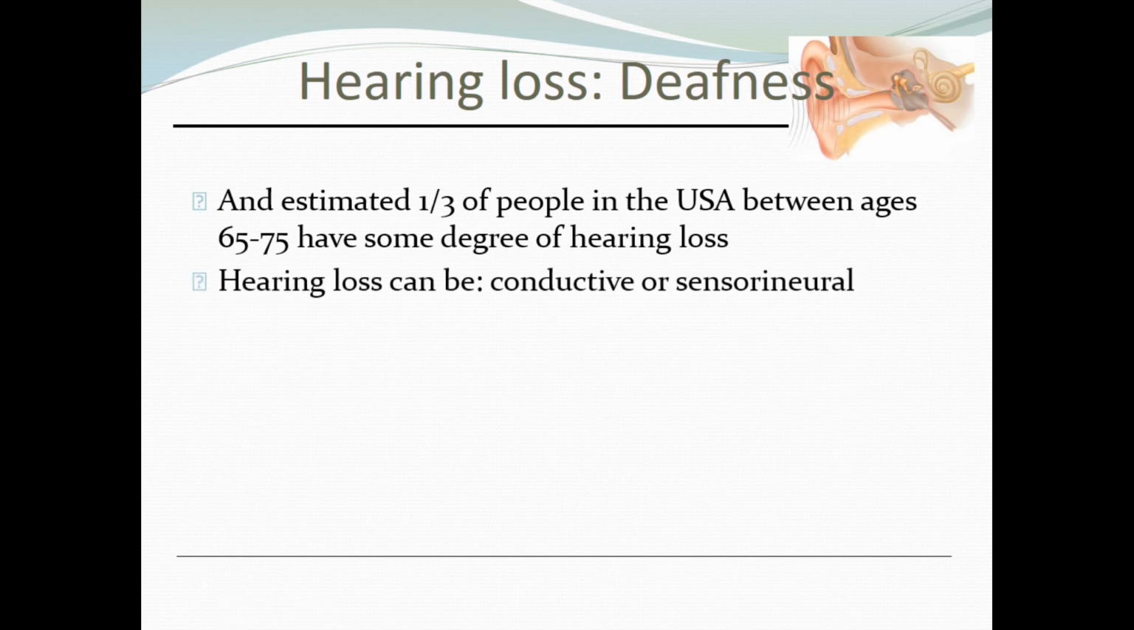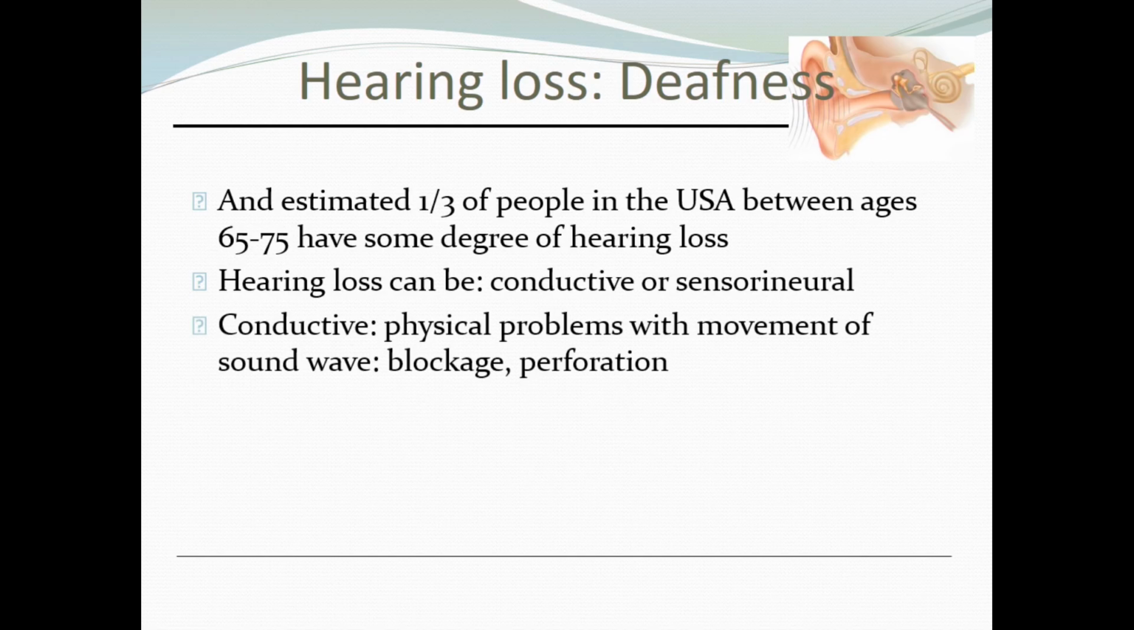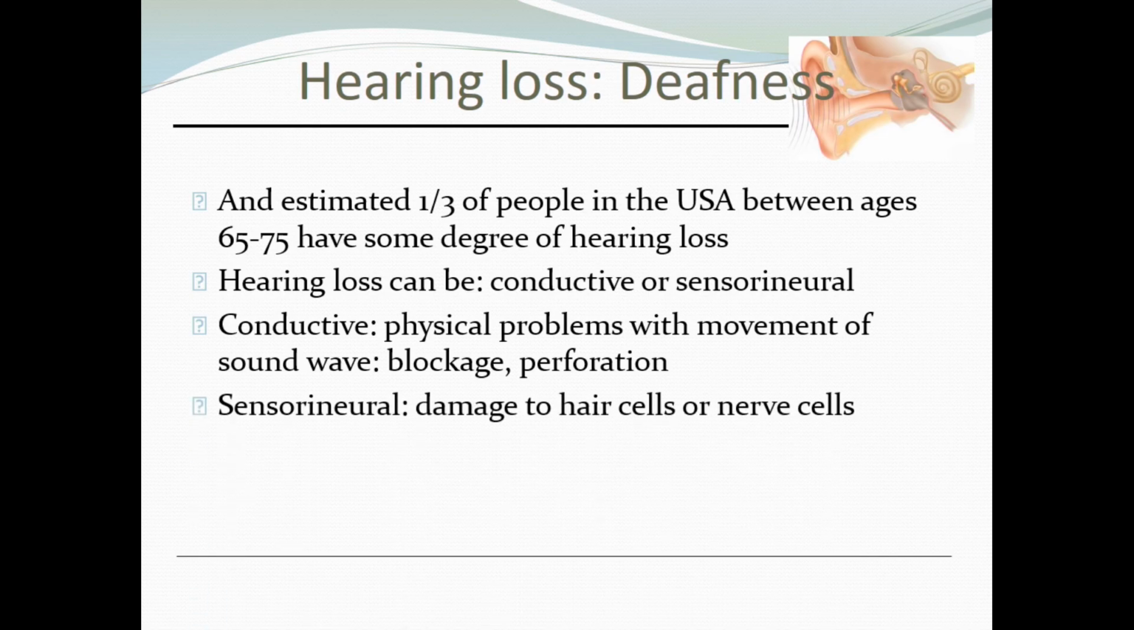And it can be conductive or sensory neural. And the conductive means physical problems like movement of sound waves. So it could be blockage, perforation, anything physical problem that can cause it. The sensory ones are, like I said before, damage to the hair cells and the nerve cells. And that could be long exposure to the environment and sound. And so basically deafness, the biggest causes are either infection, tumor, or aging. And then there's congenital deafness, which means you were born without a cochlea or whatever that causes deafness. But that's a whole other thing.